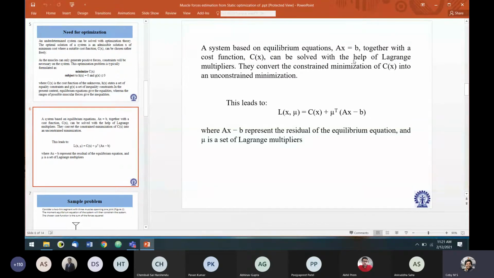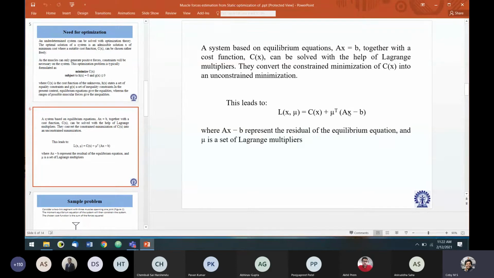Here in the upcoming problem, we will be using only a single equation, as you will come to know. So we are actually converting the constrained minimization of C of x into an unconstrained minimization, that is C of x plus the Lagrange multiplier times the equality constraint.